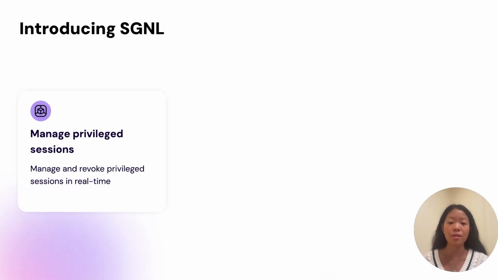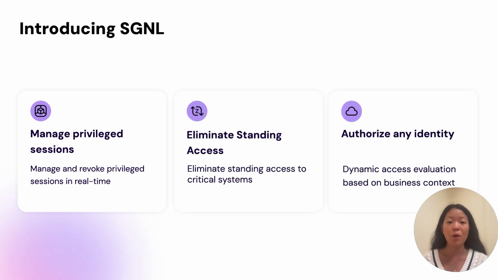Today, we'll be demonstrating Signal's integration with CrowdStrike to showcase how our modern privileged identity management protects your critical systems in real time. In this demo, I'm going to show you how Signal secures cloud infrastructure by immediately revoking privileged access when CrowdStrike detects security threats.